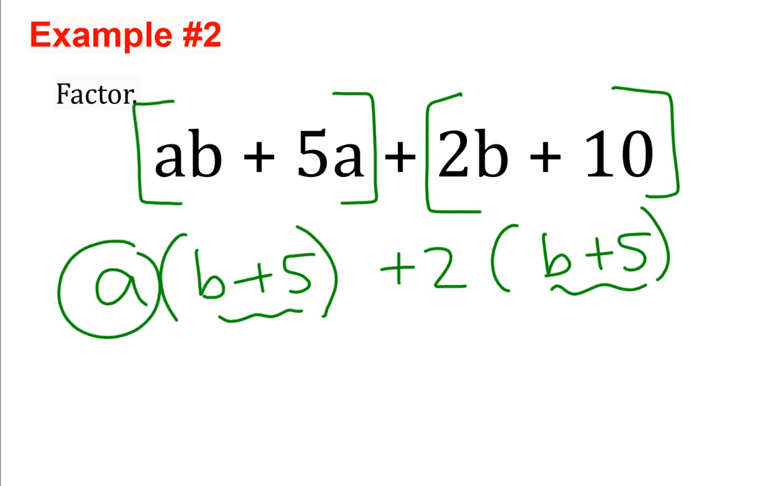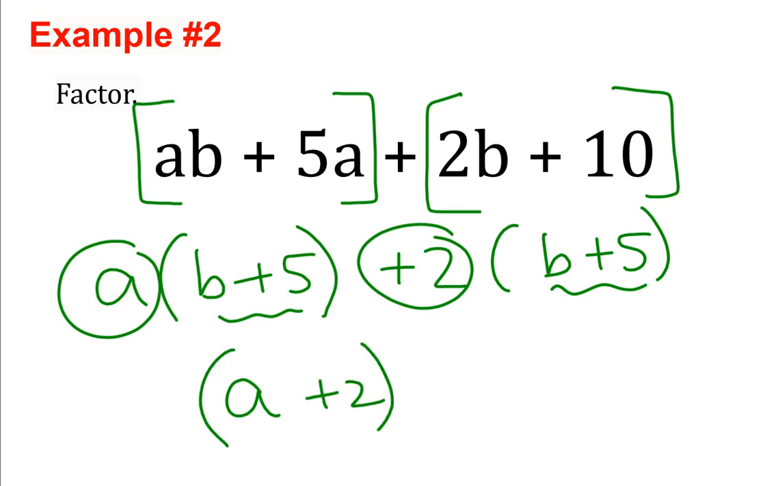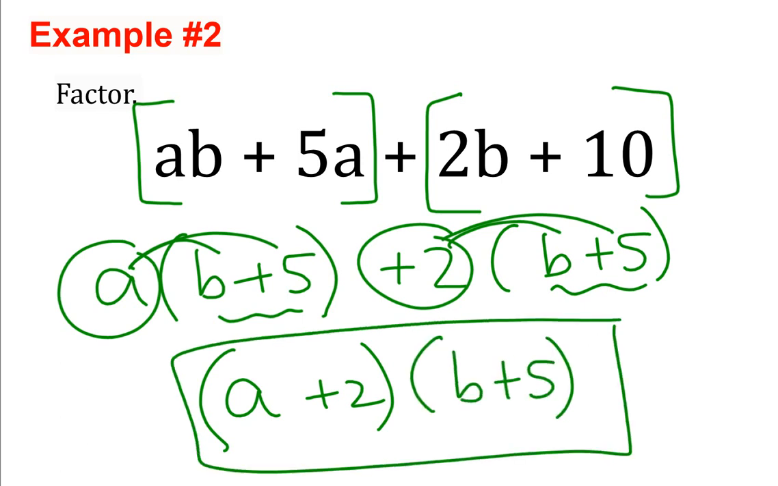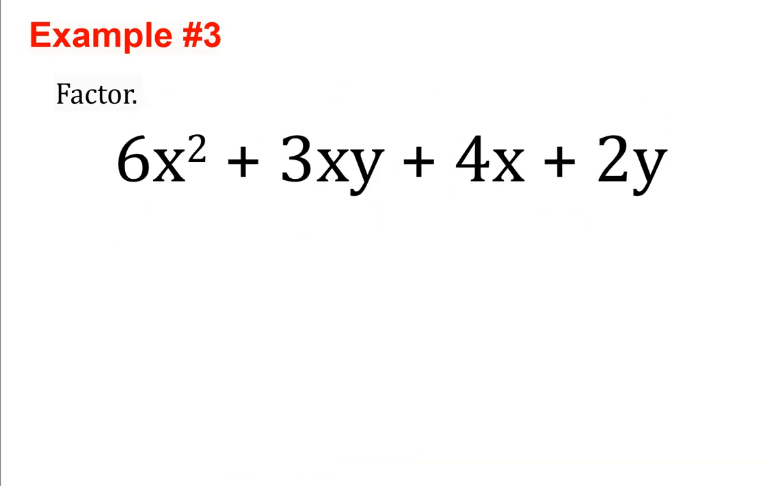So I'm going to take my outside values, A plus 2, because both of those things are going to distribute to multiply B plus 5. So I can simplify this down to this product. That is the factorization of this 4-term polynomial. Let's do it again. You ready?